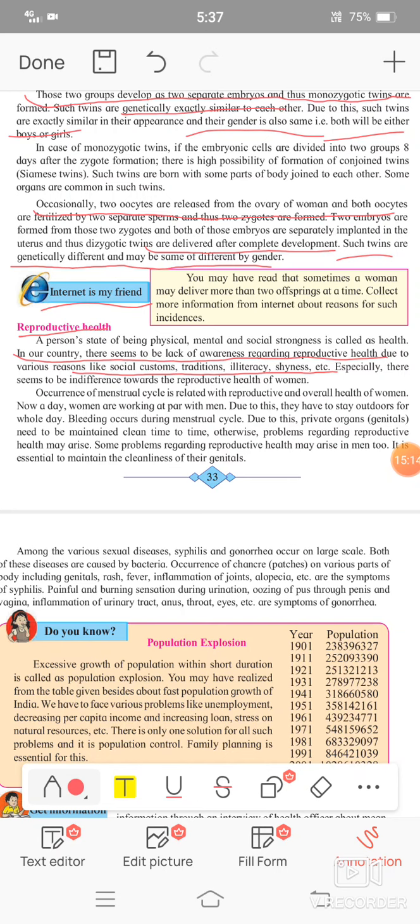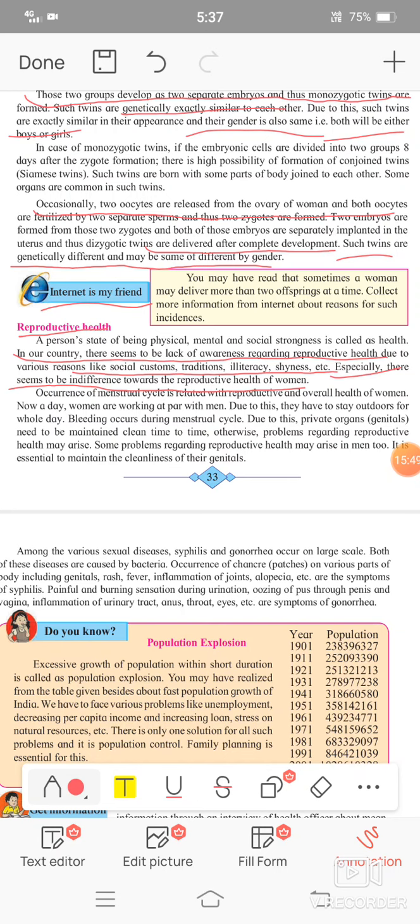Especially there seems to be the indifference towards the reproductive health of a woman. तर especially ह्या तुम्हाला मगाशीच सांगितलं की या सगळ्या गोष्टींचा जास्तीत जास्त त्रास आहे तो women ला होतो, कारण menstruation cycle जी आहे यामध्ये reproductive health सांभाळणं किंवा hygiene, स्वच्छता राखणं हे फार आवश्यक असतं. Occurrence of the menstruation cycle is the release of the reproductive and overall health of the woman. Nowadays women are working as per with men. आता स्त्रिया ज्या आहेत त्या पुरुषांबरोबरच कामाला जातात.